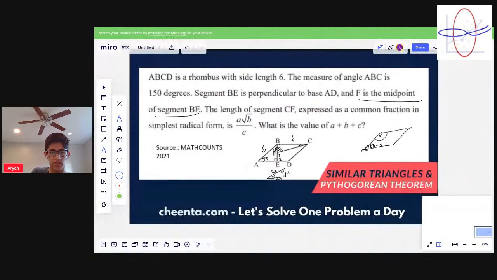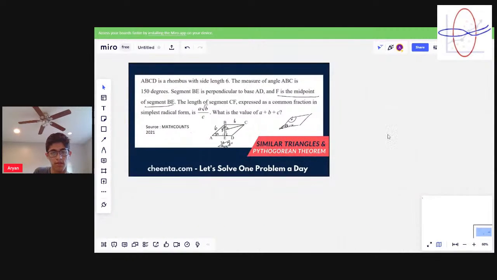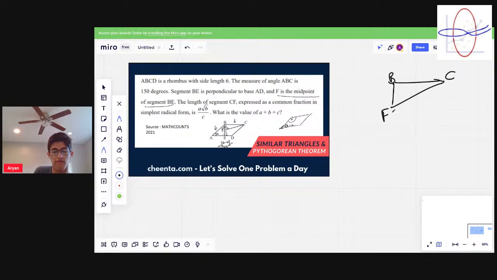So now if I pull this triangle out, the triangle that we're focused on, I basically get this triangle right here, where this is B, this is C, and this is F. So I know this is 3 halves. BC I know is 6, and I know this is 90. And now they're just asking for the length of segment CF. So I need to find CF, this side.